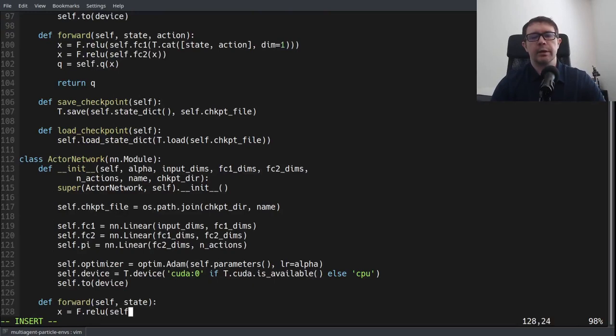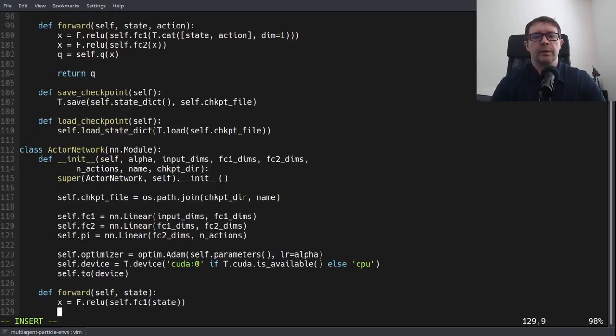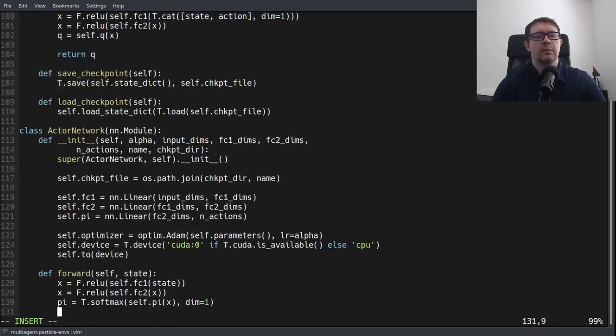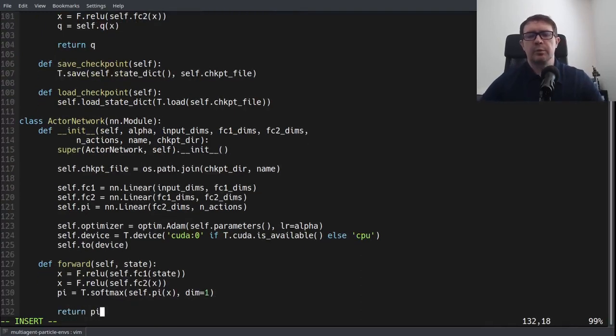So we want to go ahead and pass our state through the first fully connected layer and activate it. Then say x equals F.relu of fc2(x), and then pi equals T.softmax. And so here we're using a softmax activation.